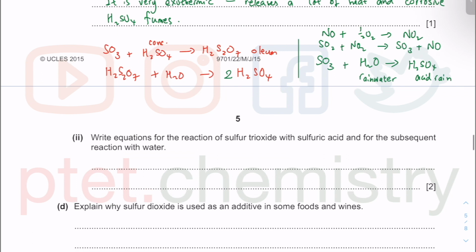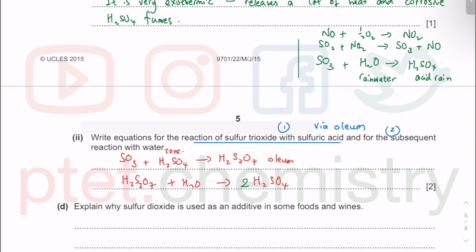So write equations for the reaction of sulfur trioxide with sulfuric acid and for the subsequent reaction. So basically this is via the oleum. You don't really need to know the formula of oleum because you know that based on what I've done earlier. Oleum is basically you just sum up the whole thing, 2 hydrogen, 2 sulfur, and 7 oxygen, and from there you can just add water to give you your sulfuric acid. I've just added in the name oleum so that it sounds fancy, but it's actually part of your syllabus content even when you are doing the GCSE, IGCSE, and O-level chemistry.